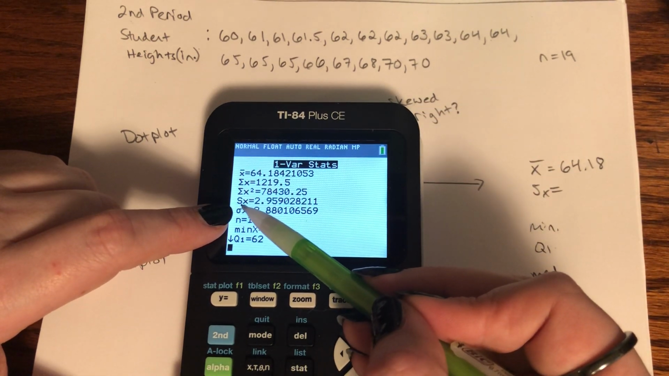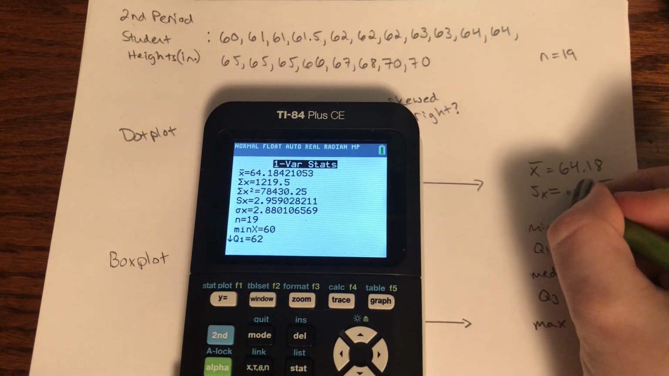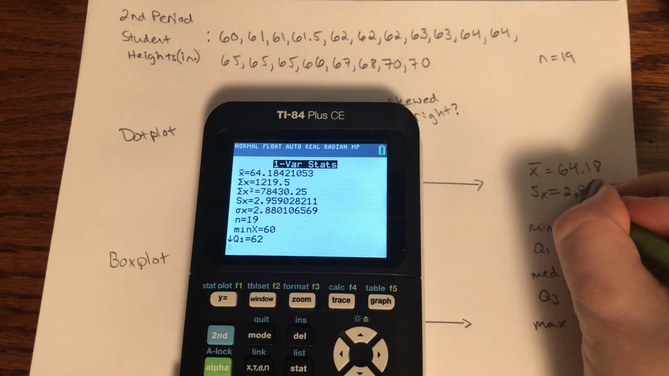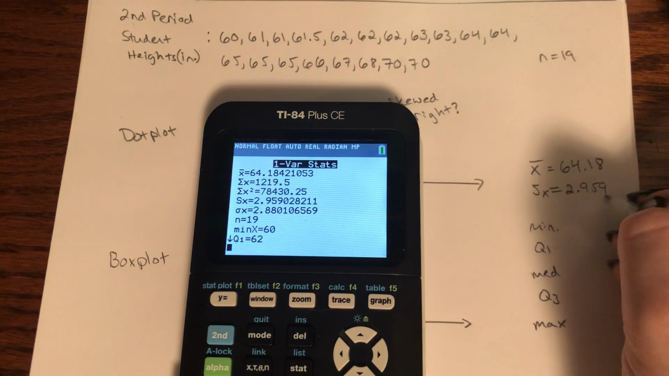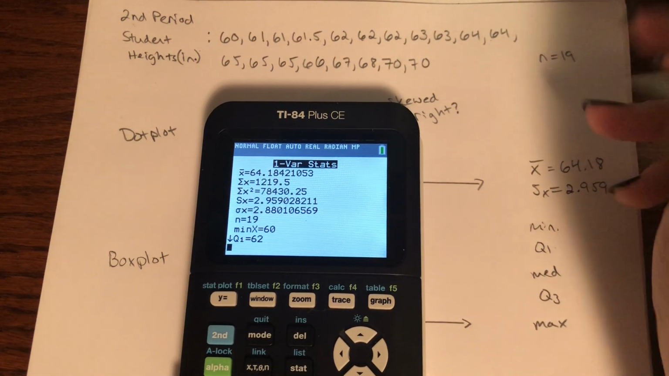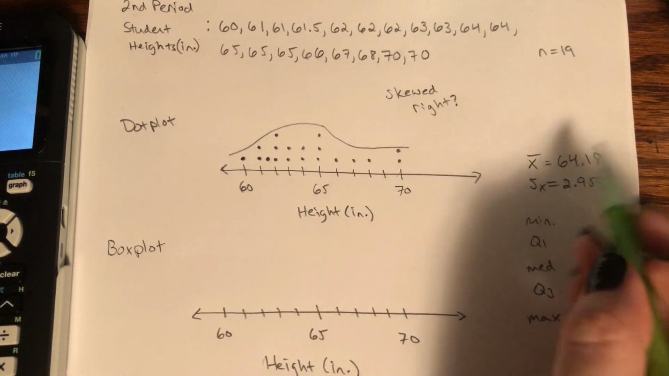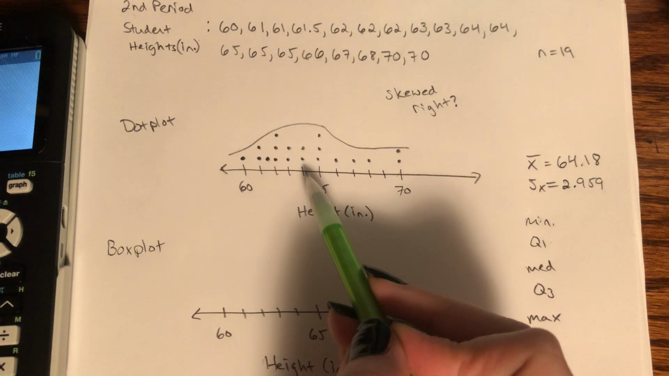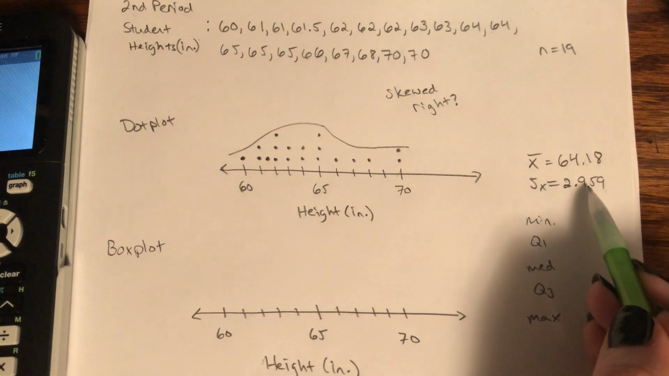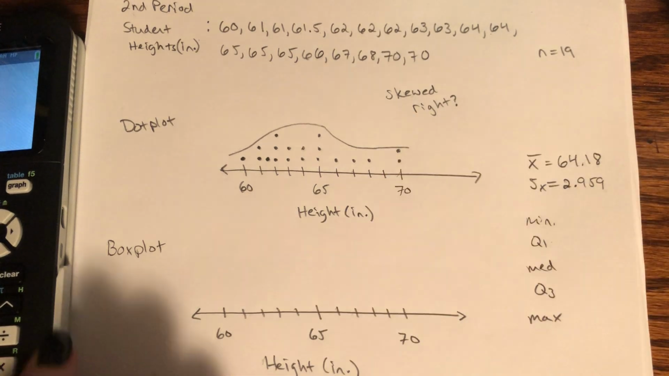The next number I'm really interested in is this S sub x. S sub x stands for sample standard deviation, and that number is approximately 2.959. I usually like to take my standard deviation out to about 3 decimal places, 2 at the very least. Standard deviation is telling you how far on average all of these data points varied from my mean value. So my students' heights in my second period class varied from the mean of 64.18 inches by an average of 2.959 inches. That's the true meaning of standard deviation.